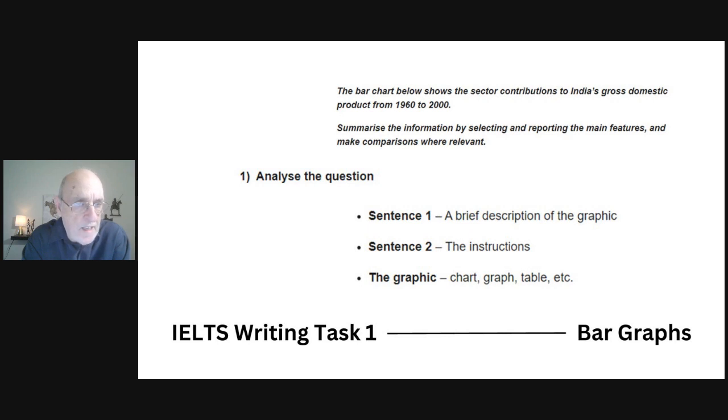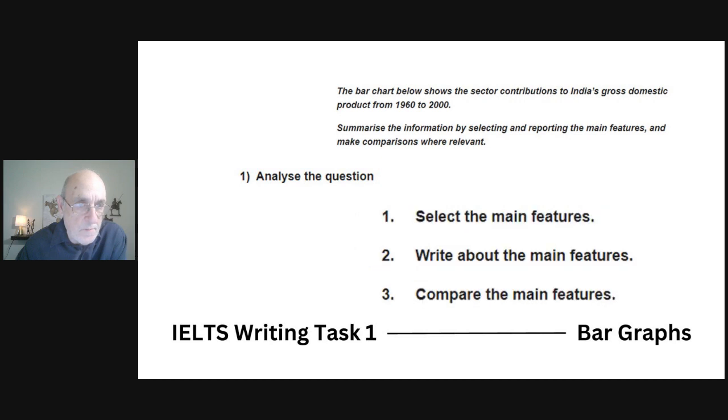Then in sentence 2 of the question, this is where you're given the specific instructions. This is the task that you have to achieve. And remember, task achievement is 25% of your mark in writing, so you'll want to make sure you do exactly what you're asked to do. And so you summarize information, you select and report the main features, and you make comparisons as you complete your essay. And then, of course, you have the diagram or the chart or the graph that you're going to be dealing with.